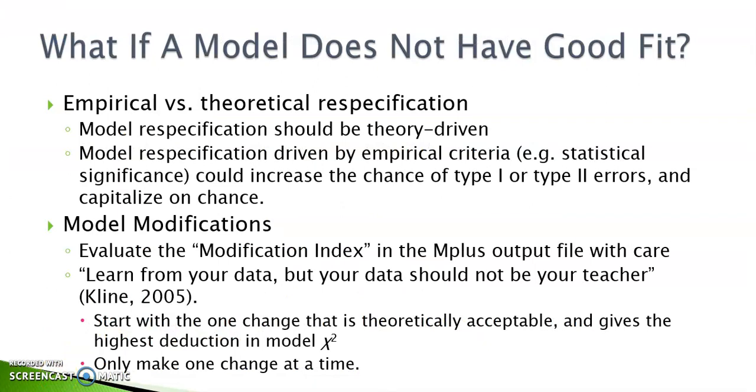A few more words for you to remember. First, any changes you make to your model should be theoretically and or conceptually acceptable. Second, if you choose to use the modification indices, make sure you start with the one that gave you the greatest reduction in the model chi-square value and only make one change at a time. Remember that model modification indices are empirical information from your sample data. So learn from your data, but your data should not be your teacher.